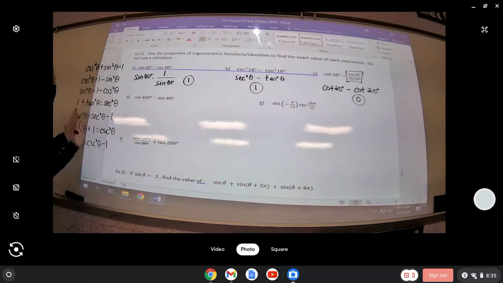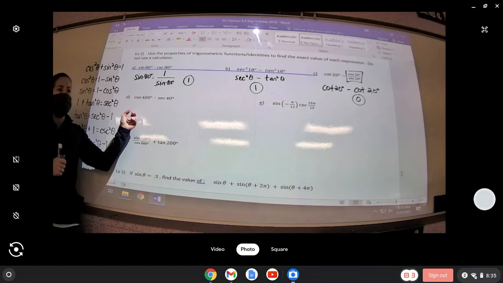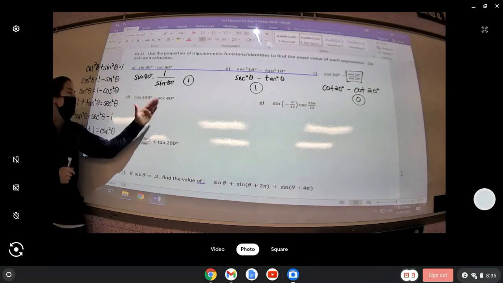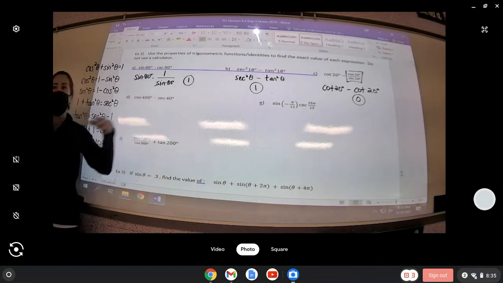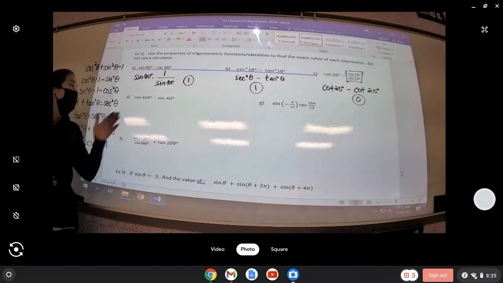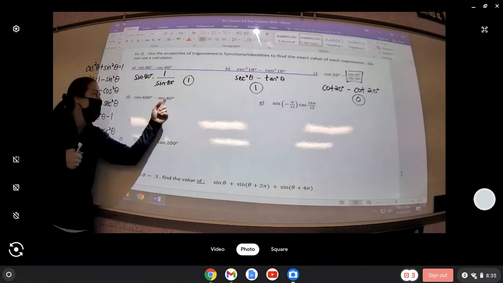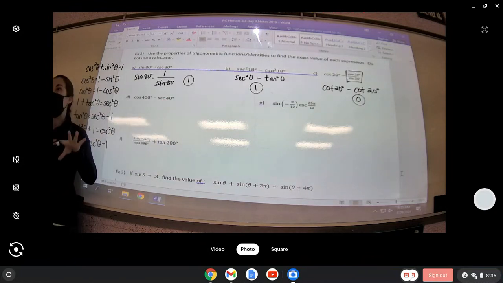All right, so now we're going to have to do some finagling in the next few examples. So look at this one in part D. This one says the cosine of 400 degrees times the secant of 40 degrees. I hope you're already thinking, oh, cosine, secant, they're reciprocals. Yes. The problem is right now, they're not talking about the same angle.